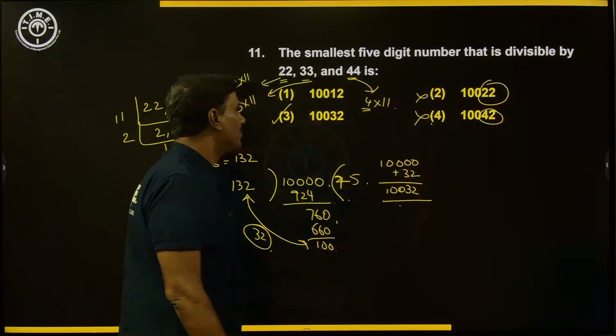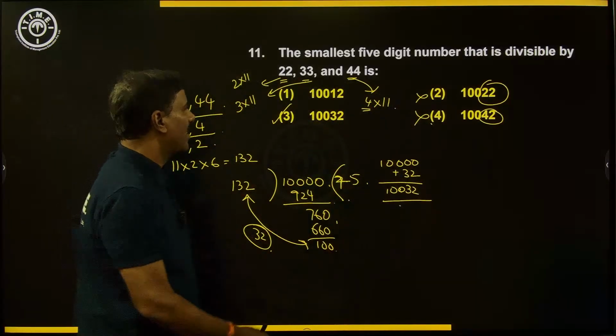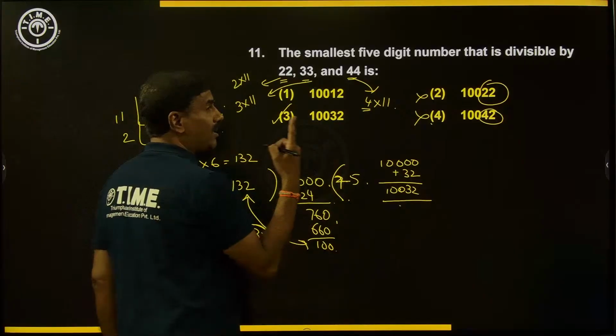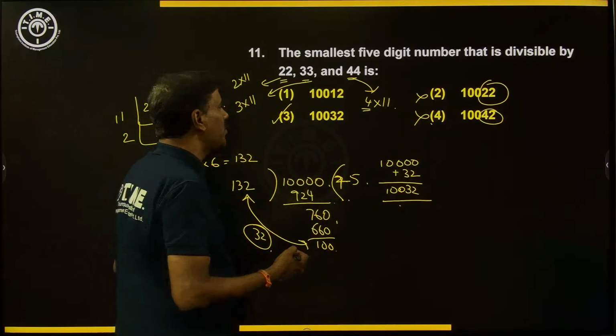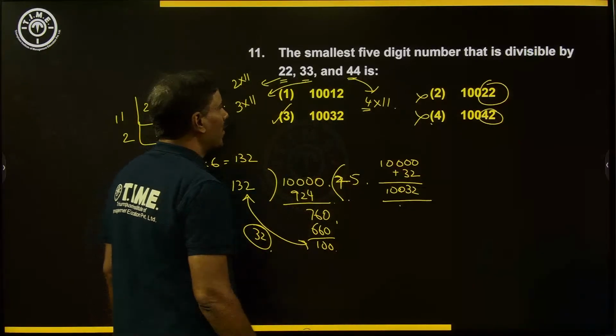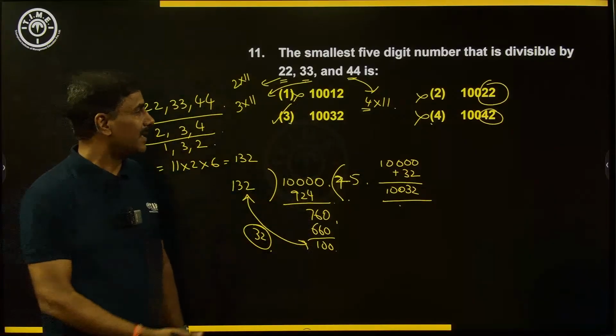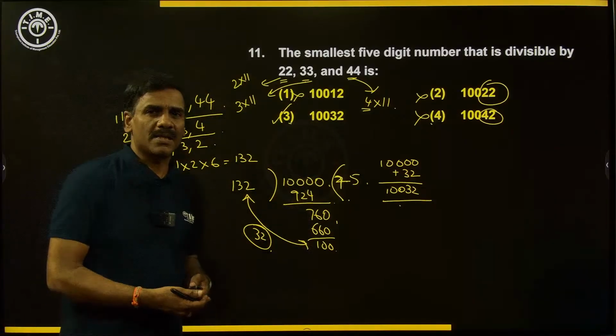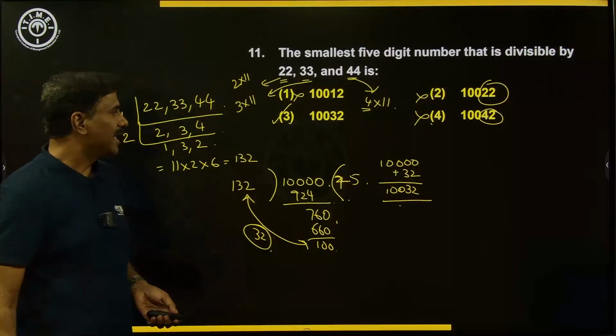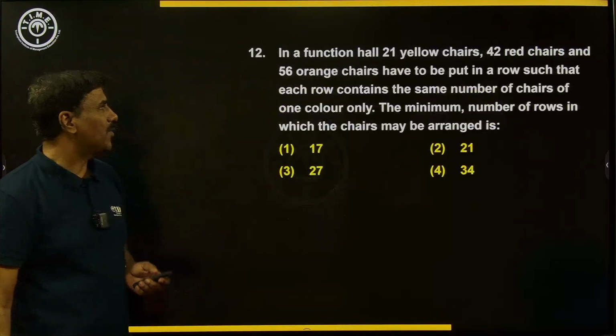And between these two, the number should be divisible by 3. For 10,012, what is the divisibility rule for 3? The sum of the digits should be divisible by 3. The sum of the digits is 4, not divisible by 3. So that means this is the only number which is divisible by 3. That way it will be much easier to answer the question, right? So in that way, we can focus on this particular question.